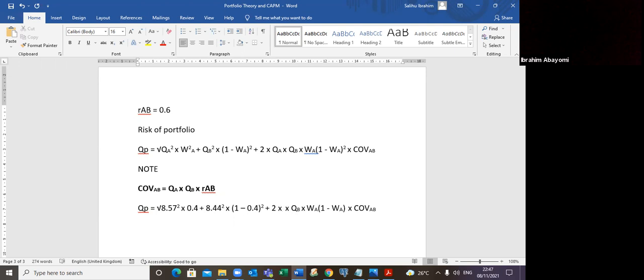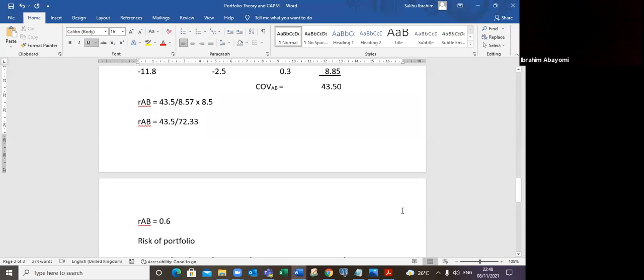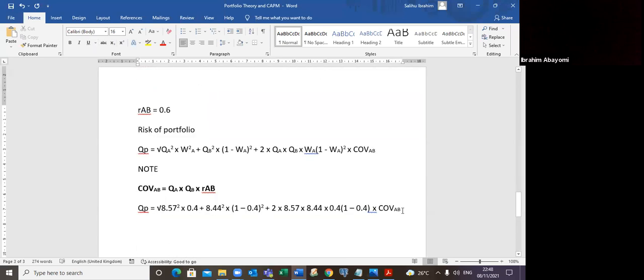Plus 2 times standard deviation of A. Standard deviation of A is 8.57 times standard deviation of B. Standard deviation of B is 8.4 times weight of A. Weight of A is 0.4, then times 1 minus 0.4 times covariance AB. What's the covariance we calculated yesterday? Our covariance is 43.5. So that's how you are going to input all those variables in your formula.